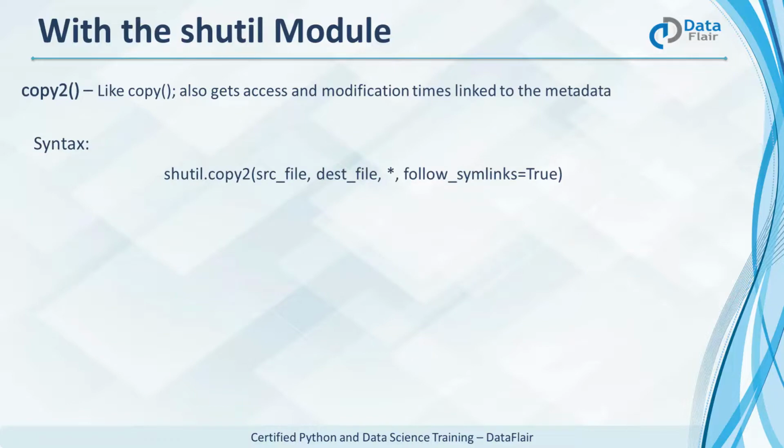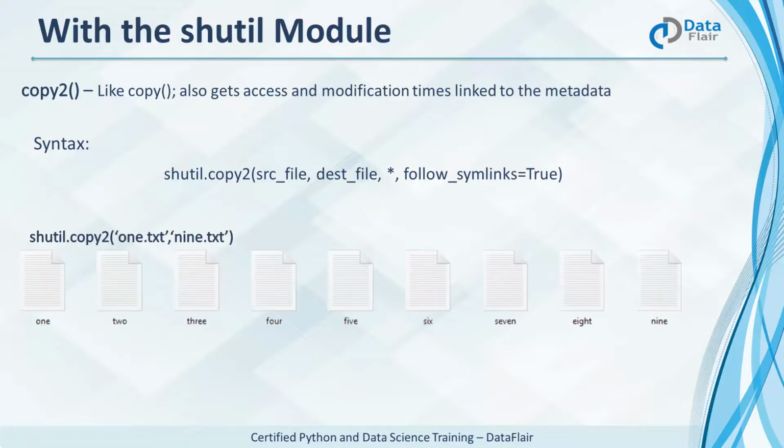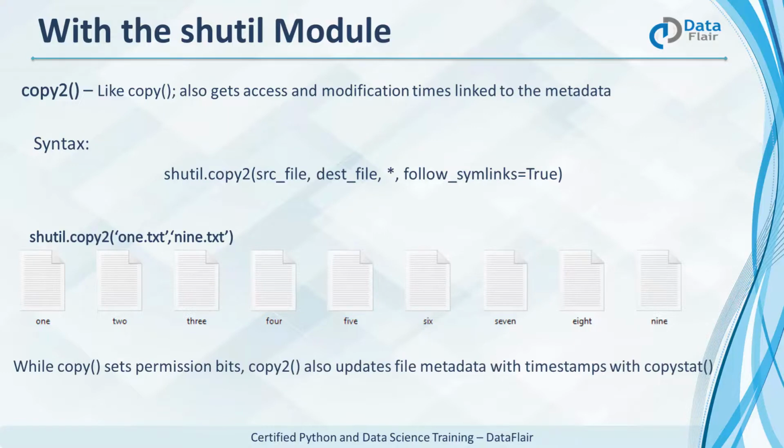But we also have copy2. This is like copy, but also has the access and modification times linked to the metadata. The copying was successful. So how is this different from copy? Copy sets permission bits, but copy2 also updates file metadata with timestamps of the copying operation using copystat.